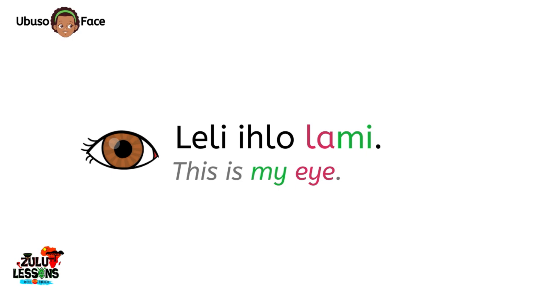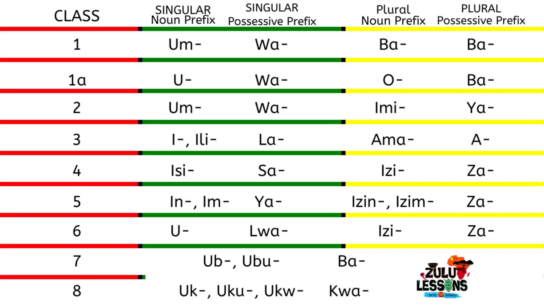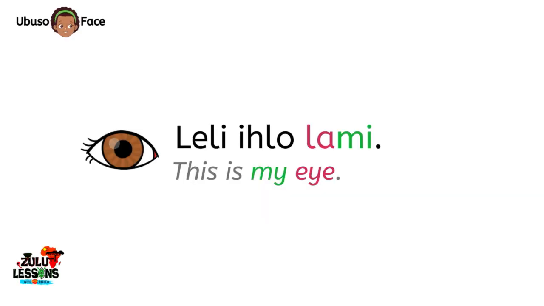Leli ihlo lami. Leli is that demonstrative pronoun. Ihlo being the noun, the eye. And then lami. Let's break down the lami. The la is the possessive prefix for any noun that is in this class. What class are we talking about? We are talking about class 3 nouns. So nouns that start with an I followed by any other consonant that is not an N or an M or an S. So we are looking at class 3 nouns here.